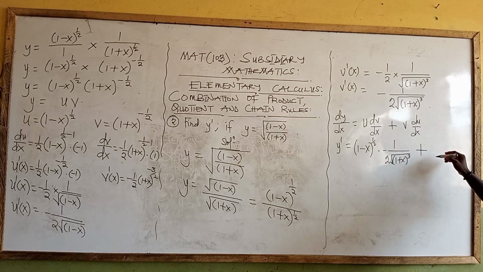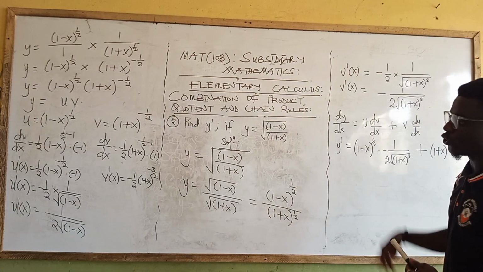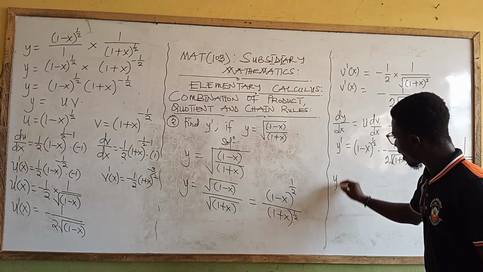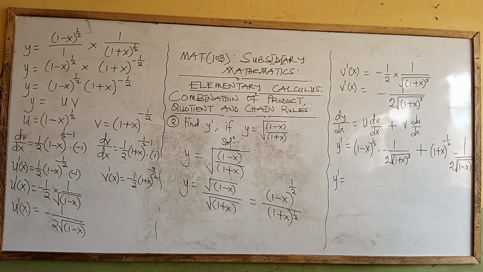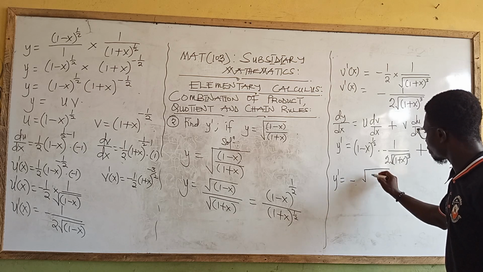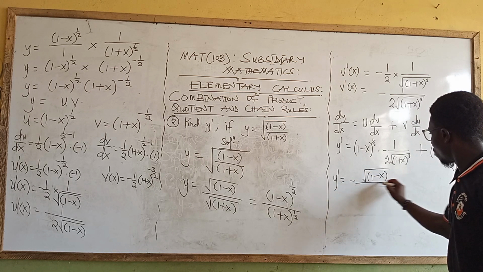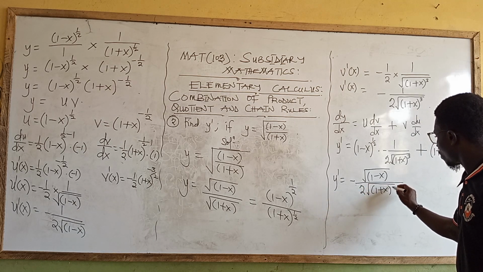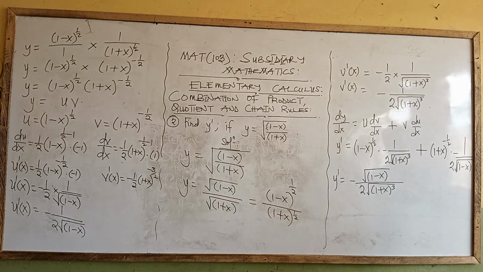Let's see v. We have it as 1 plus x, exponent negative half, times our derivative of u, which we have as negative 1 over 2 square root of 1 minus x. Right. So I have my y prime equals, this half you can write as square root. So I can bring negative square root of 1 minus x all over 2 square root of 1 plus x exponent 3. So we have negative on this side, right?